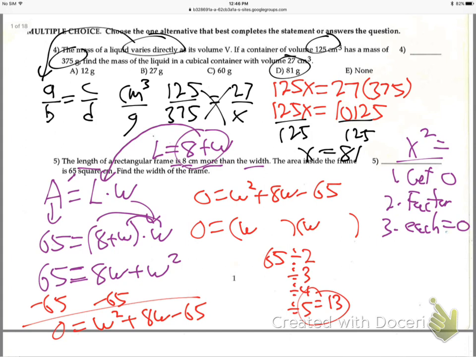Right? But which one's which? They're asking me to find the width. How do I know which one is width, 5 or 13? Yeah, length is 8 more, so the length is the bigger one. The width is the 5, huh? That good? Remember those? Don't really need to finish the problem once we got that. Is that good? Did you get that one?